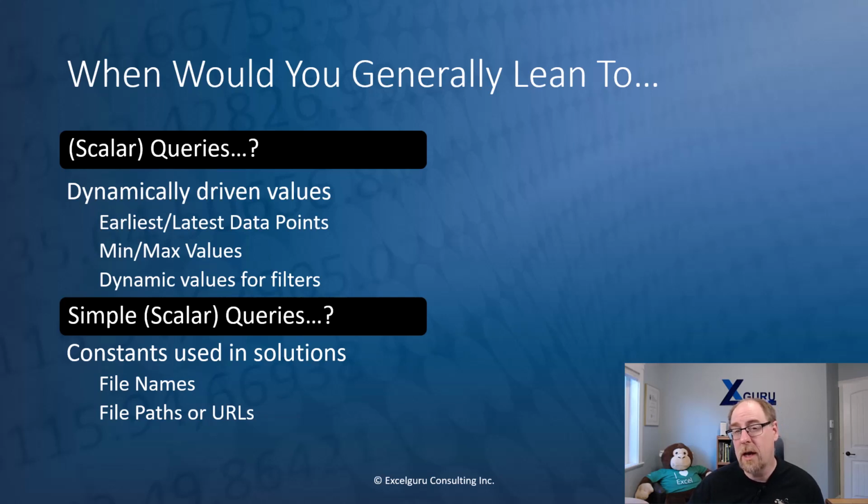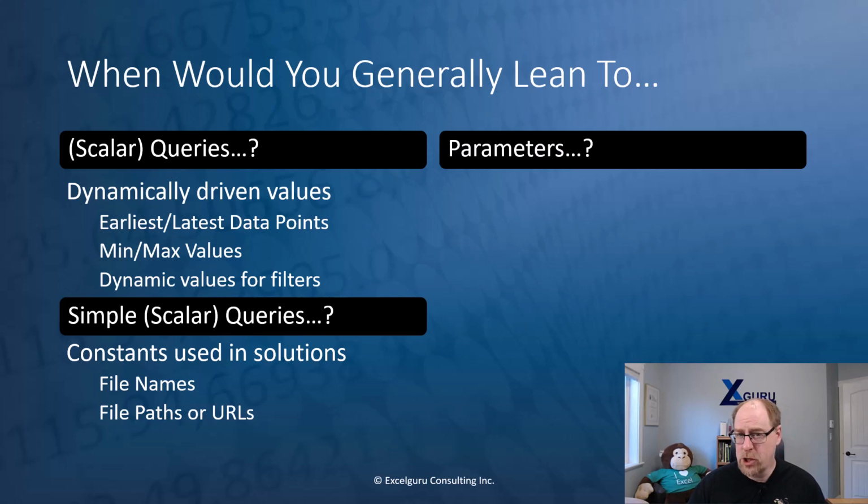On the other hand, if you're using a local file path that's stored in a OneDrive folder that's always changing based on who the user is, well, that I'd push to a scalar query because we're going to need to read that and it changes often. The simple scalar queries are constants that don't change. And remember, we can put them together with something else later on if we need to.